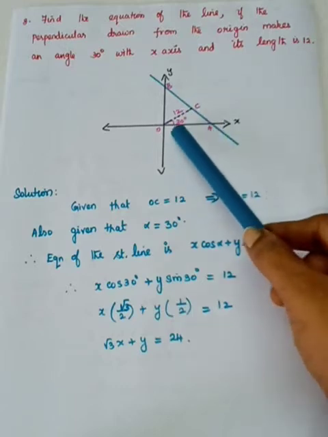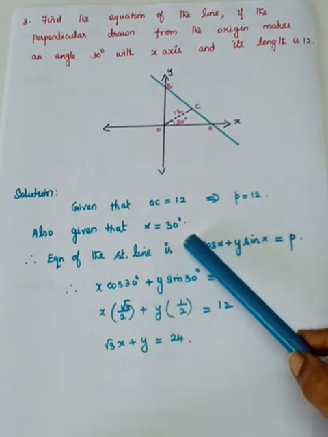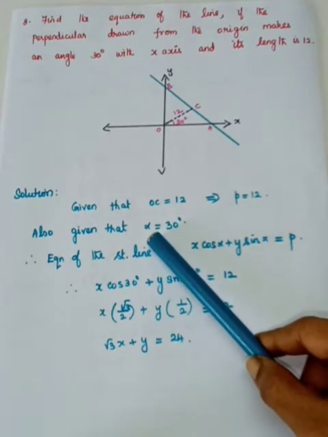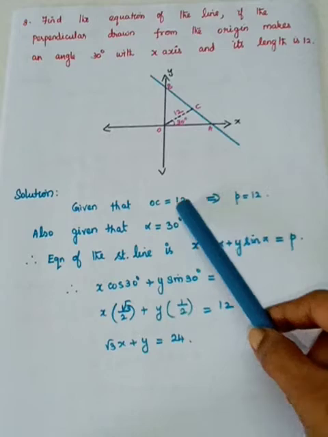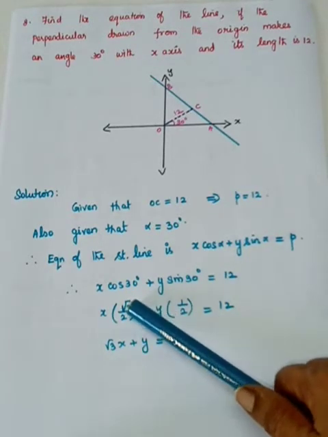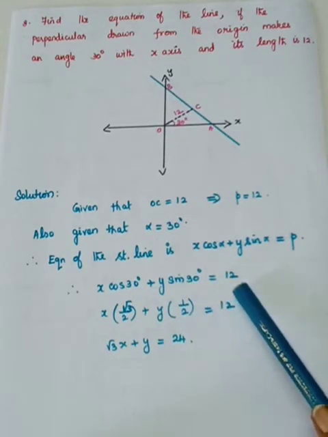And this normal makes how much angle? 30 degree. So alpha is equal to 30 degree. If the normal length and the angle alpha that the normal makes with the x-axis are given, the equation of the straight line is x cos alpha plus y sin alpha is equal to p. So in the place of alpha you have to substitute 30 degree. So x cos 30 degree plus y sin 30 degree is equal to p.